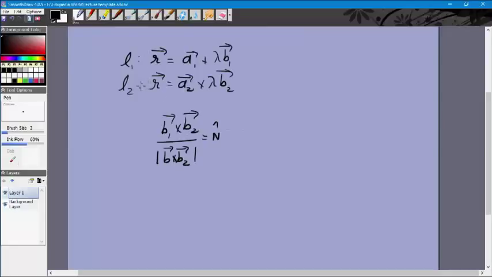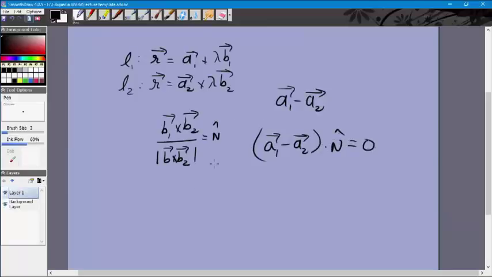So if L1 and L2 are coplanar, then obviously B1 and B2 are two vectors which lie in a plane. B1 cross B2 will be perpendicular to both the lines, meaning perpendicular to the plane, and dividing by the magnitude we get the unit vector perpendicular to the plane. Right. Now A1 and A2 pass through this plane, so A1 minus A2 should also lie in the same plane. And if A1 minus A2 lies in the plane, then A1 minus A2 will be perpendicular to this vector because this is perpendicular to the plane. So what we have is (A1 minus A2) dot n cap is 0.